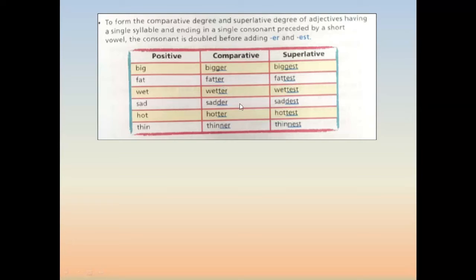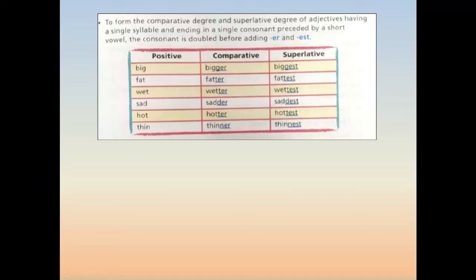Wet, wetter, wettest. Sad, sadder, saddest. Hot, hotter, hottest. Thin, thinner, thinnest. See, in all these examples, we are doubling the last consonant and adding ER and EST in the comparative and superlative. Be very careful. These consonants are preceded by vowels. The letter before the consonant has to be a vowel. If there is no vowel, then this rule will not be followed.